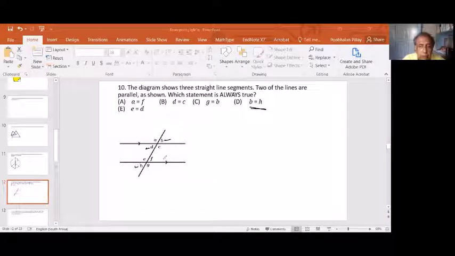So corresponding angles are F angles. If you didn't like that, if you are more familiar with alternate angles, you could have done that. You could have come here, D is equal to F, and then F and H are vertically opposite. So you can get to H that way. So B is certainly equal to H. That statement is always true. That's the answer to that question.